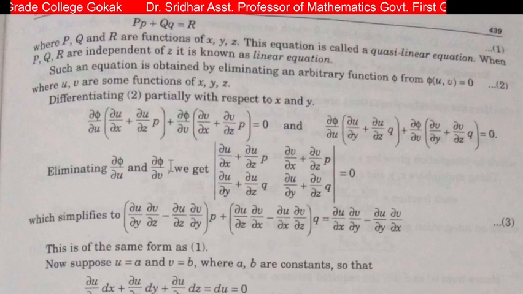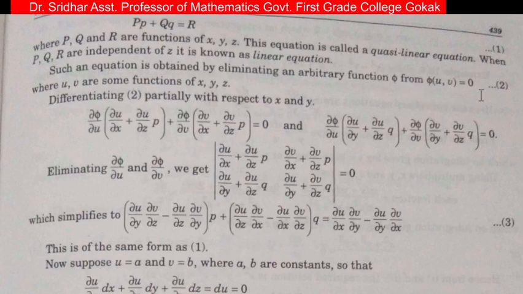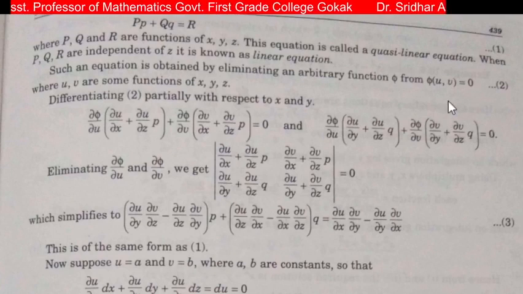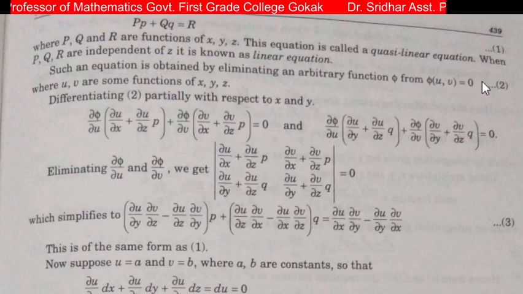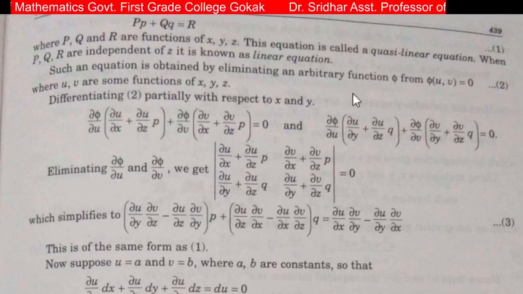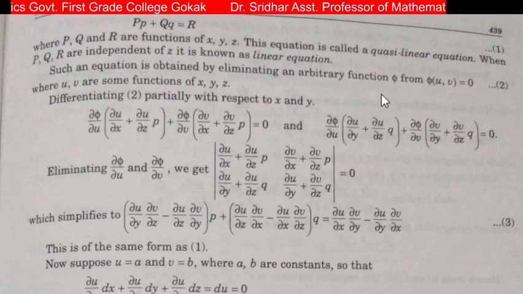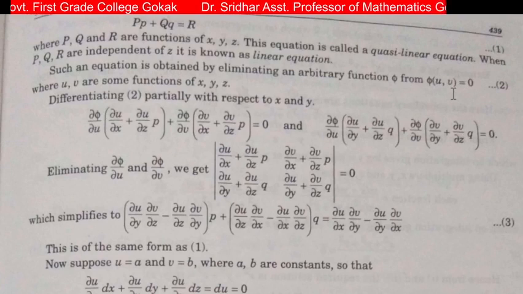To solve this equation, we have to eliminate phi from the equation. Phi of (u, v) is equal to 0, because u and v are the solutions of the equation, and therefore the solution is written as phi of (u, v) equal to 0. To form a differential equation, we have to eliminate this function phi from this equation.